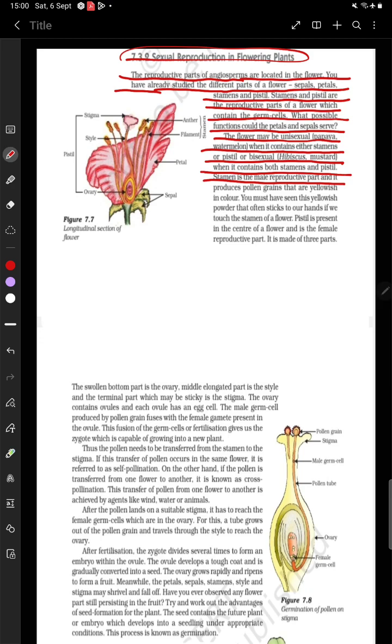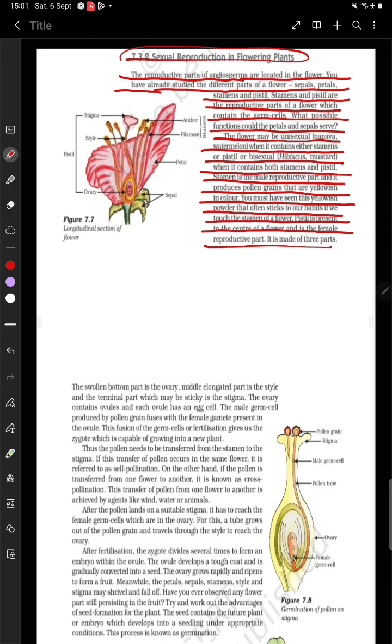Stamen is the male reproductive part and it produces pollen grains that are yellowish in color. You must have seen the yellowish powder that often sticks to our hands if we touch the stamen of a flower. Pistil is present in the center of the flower and is the female reproductive part. It is made up of three parts.